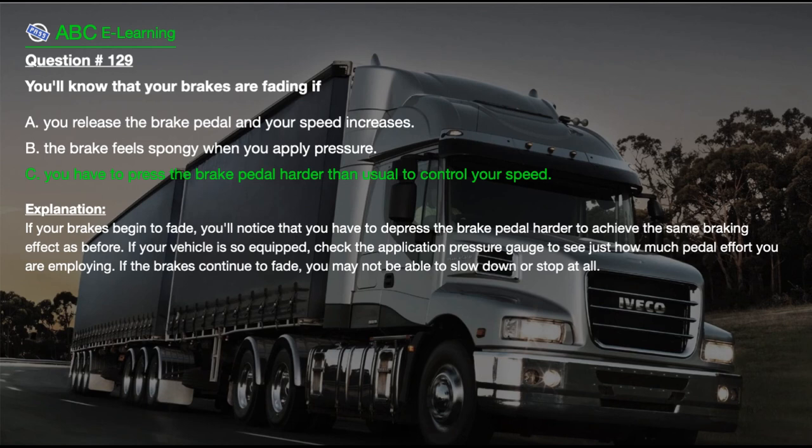The correct answer is here, C. You have to press the brake pedal harder than usual to control your speed. Explanation. If your brakes begin to fade, you'll notice that you have to press the brake pedal harder to achieve the same braking effect as before. If your vehicle is so equipped, check the application pressure gauge to see just how much pedal effort you are employing. If the brakes continue to fade, you may not be able to slow down or stop at all.